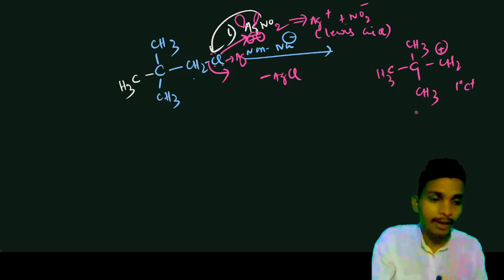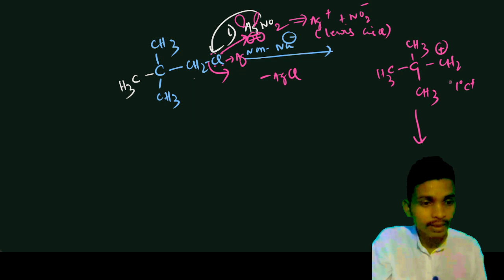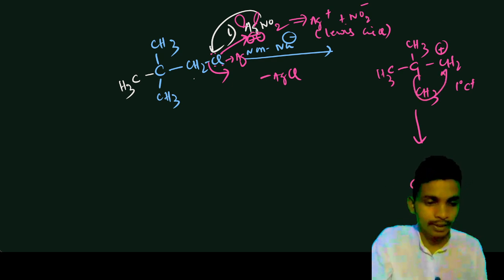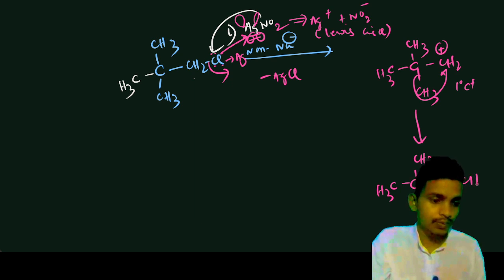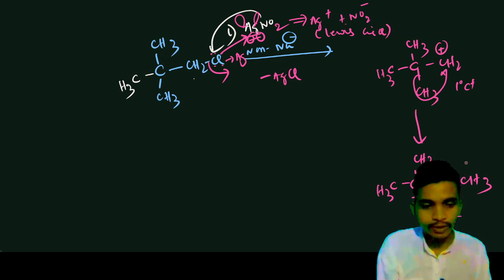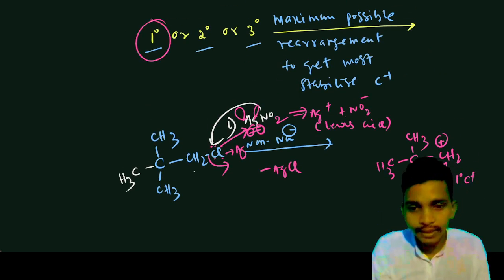Okay, now what will happen in this case, since this is the 1 degree carbocation and the medium is non-nucleophilic, the rearrangement will happen. It means that a methyl shift will happen. This will shift to here, and we will get CH3, and here you will get the positive charge. Here we have the CH3. Okay, so this is 1 degree and it shifted to the 3 degree carbocation.